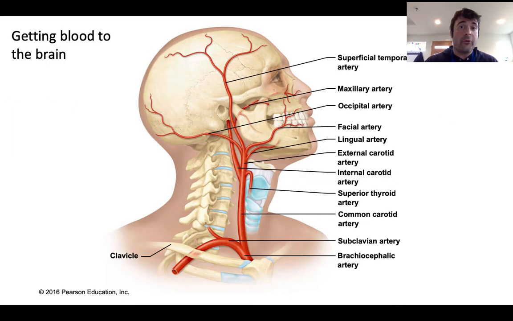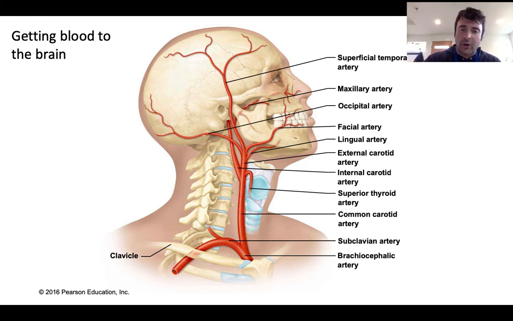So, without further ado, let's start focusing on blood getting to the brain. Brain, again, hugely energetic organ. It needs a lot of energy and therefore it needs a lot of blood. So we need reliable routes in which to get blood to the brain.